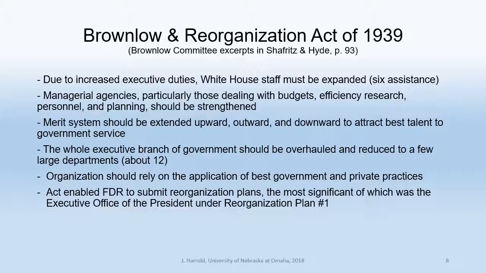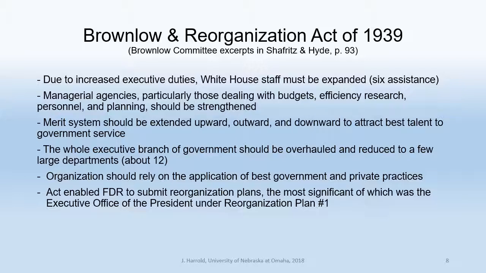The Brownlow Committee proposed all of these things: that the White House staff had to be expanded, that the managerial agencies in the executive department, particularly those that dealt with things like budget and personnel, should be strengthened, that the merit system, that is the civil service system, should be extended in the executive office of the president so that the best talent could work in government service, and that the entire executive branch of government should be overhauled and reduced to a few large departments.